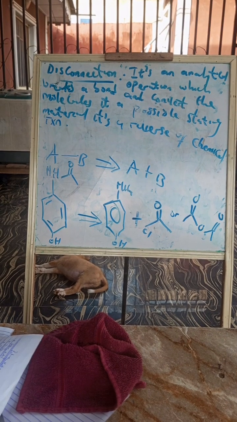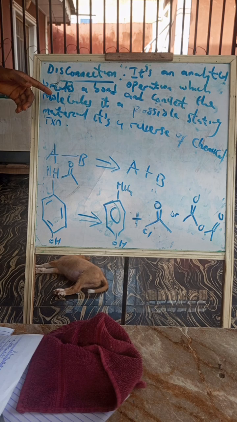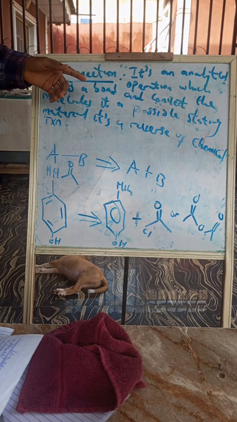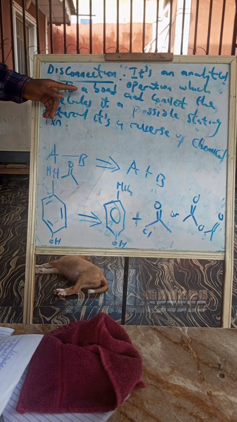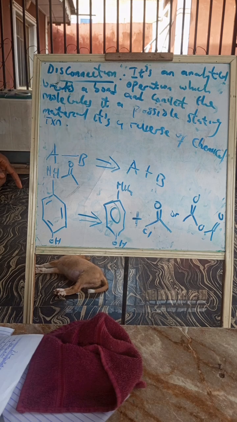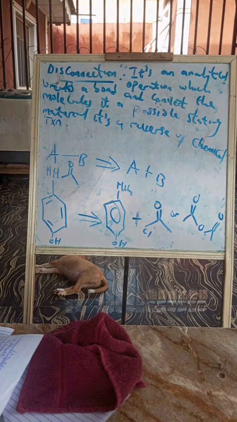Now the second terminology we talk about is disconnection. It is an analytical operation which breaks a bond and converts the molecule to a possible starting material. It is a reverse of a chemical reaction. When we talk about disconnection, it can simply mean bond cleavage, that is the breakdown of bonds.